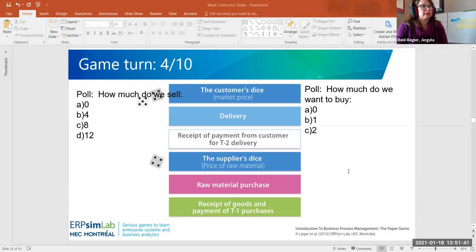We're going to roll the dice. Okay, it's a 7. So this is what the customer is willing to pay in this round, is a 7. Okay, so we need to decide how much we're going to sell of our finished goods. So do you know how much we have on hand and how much we can sell? So let's say 12 this time. So here's our sales order from our customer for 12 pieces of smaller paper.